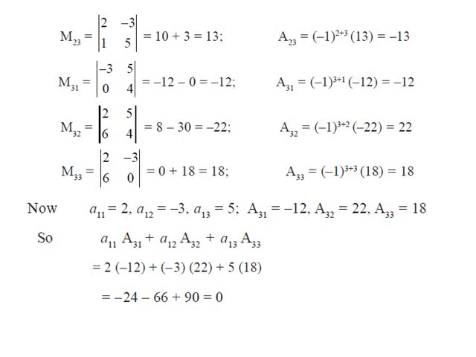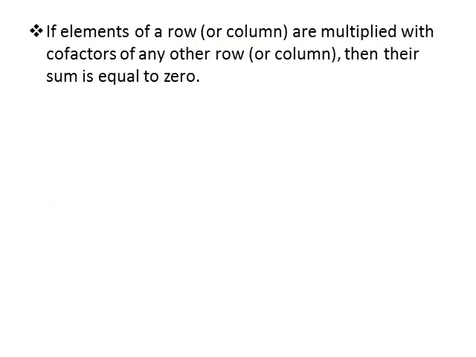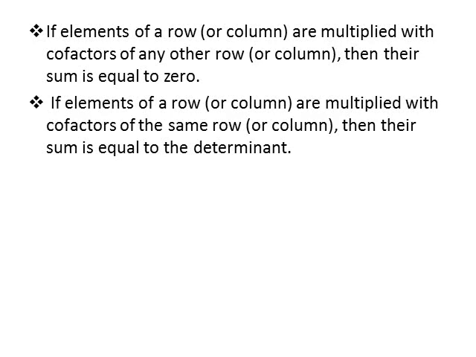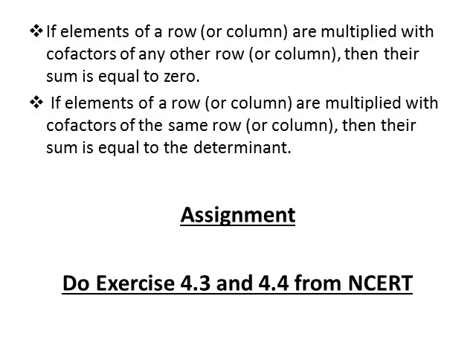From this we can conclude one result, that is, if elements of a row or column are multiplied with cofactors of any other row or column, then their sum is equal to 0. Students, we can also verify one more result with the help of any example, that is, if elements of a row or column are multiplied with the cofactors of the same row or column, then their sum is equal to the determinant.